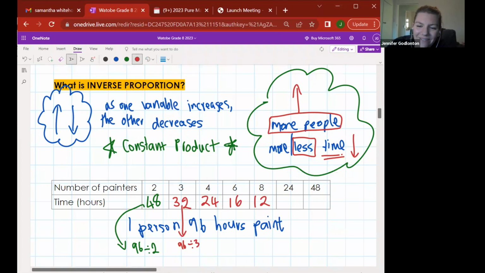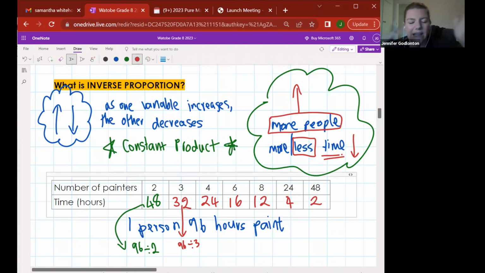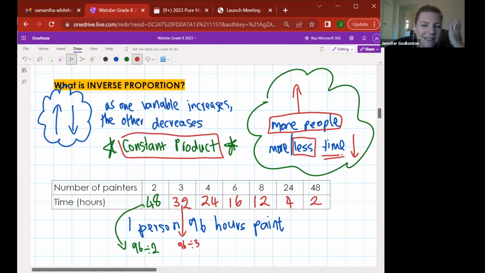And then lastly, if I have 48 people, it's going to take me 2 hours. Okay. So for all of these, what we did was we said 96 divided by that number. And so in this case, our fancy number, our constant product, was 96. The reason we call it a constant product is because if we multiply these two together, 2 times 48 gives me 96. 3 times 32 gives me 96. 4 times 24 gives me 96. 6 times 16 gives me 96.